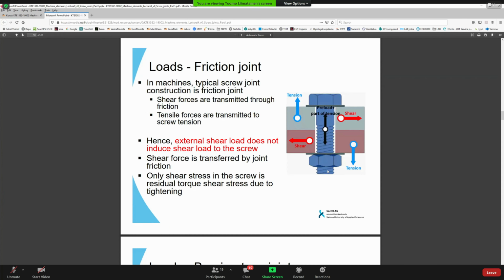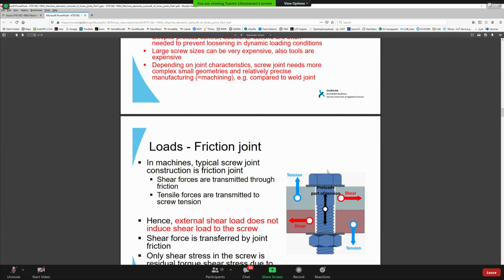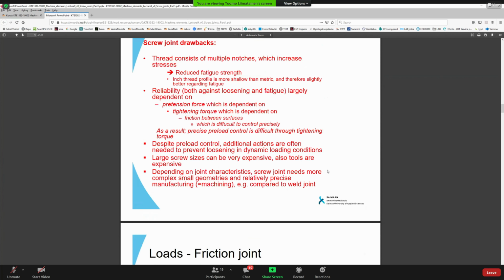Excuse me. Yes, go ahead. So the reliability of the screws depends on the tightening torque, isn't it?